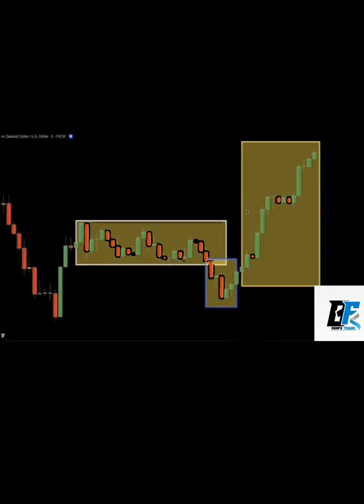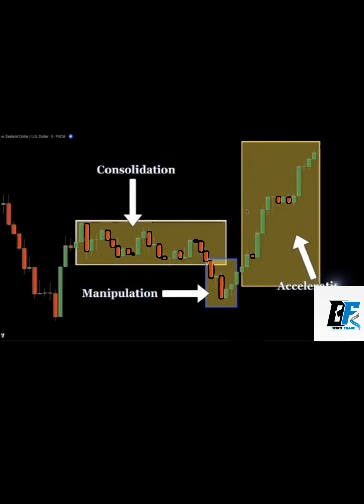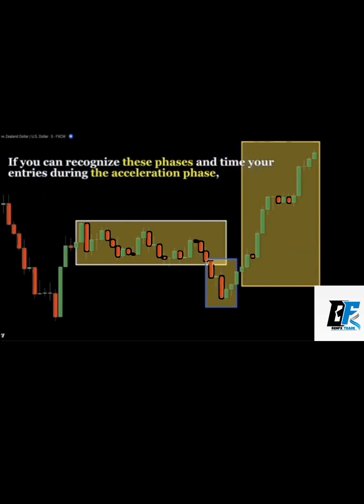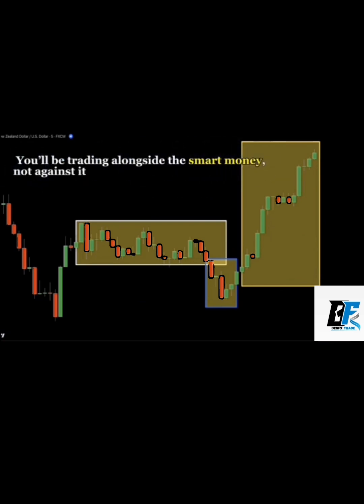The power of 3 is built on 3 phases: consolidation, manipulation, and acceleration. This pattern is a clear blueprint of how smart money moves the market. First by building positions, then by trapping traders, and finally by driving price with strong momentum. If you can recognize these phases and time your entries during the acceleration phase, you'll be trading alongside the smart money, not against it, and positioning yourself to catch high probability moves.